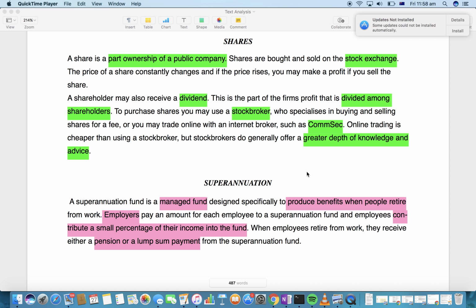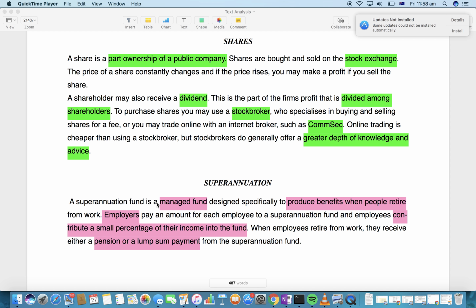Then I put superannuation as last. So superannuation is a managed fund designed specifically to produce benefits when people retire from work. So a superannuation fund effectively is a fund that you contribute money to, or employers, as I've highlighted next, contribute a small percentage of their employees' income into a particular fund of their choice. It's 9.5% at the moment.